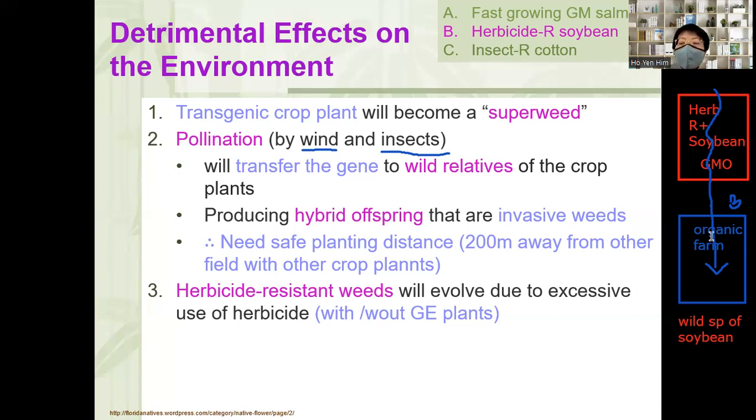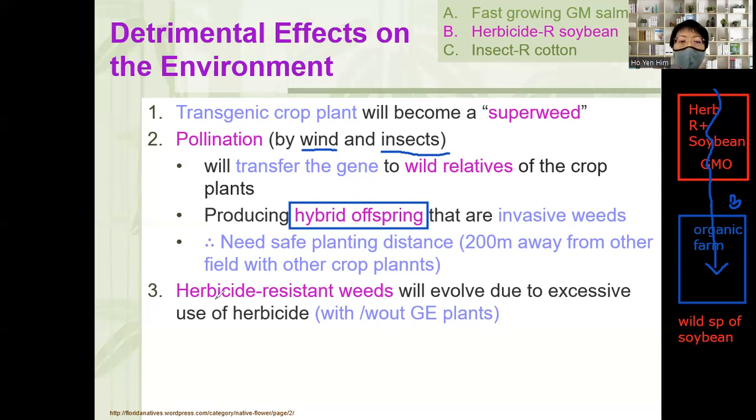So when the pollen spreads, it is going to interbreed with the wild species of soybean and produce a new plant, which we call the hybrid offspring. And this new plant will contain that foreign gene. And then after that, when this plant continues to grow and multiply, a lot of soybean plants are now carrying that foreign gene already. So we will be contaminating the wild species. Contaminate means we add this inserted gene into the wild species and contaminate the natural wild species.